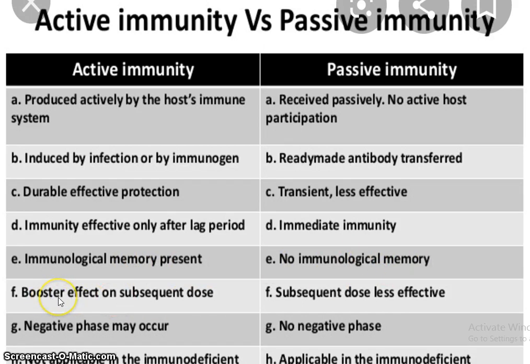Now the next point, the booster effect is there, which means that as there is a memory, the second infection or the second encounter with the infection is met more quickly and more strongly than the first. The second response is quicker and stronger than the first. Here, as there is no memory, there is no booster effect. So this is the difference between active immunity and passive immunity.